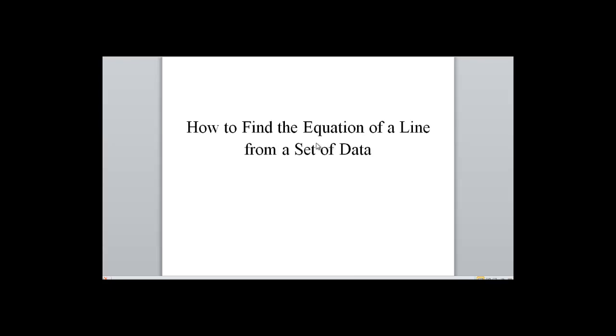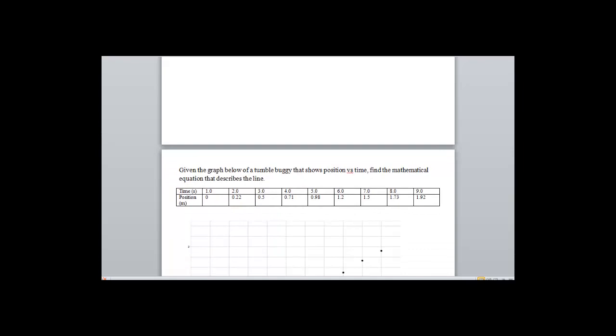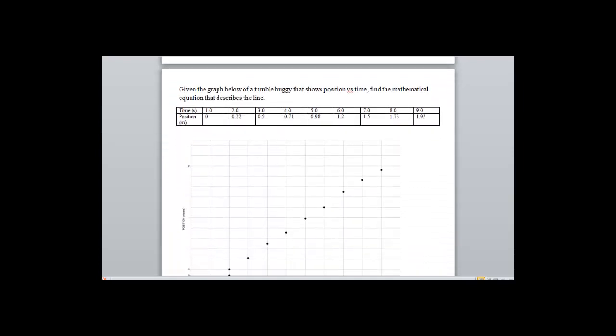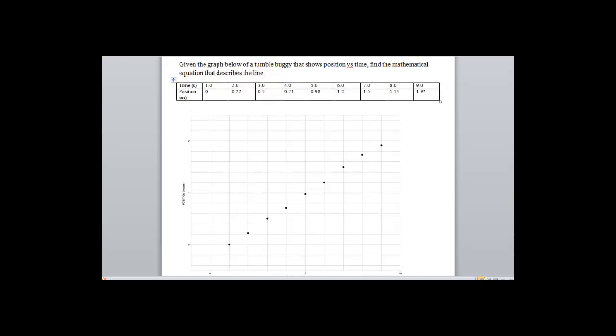In this video, I would like to show you how to find the equation of a line from a set of data. What we are going to start with here is a set of data that you're given. This is some data in a tabular form, and it gives us the time and position for a tumble buggy that's moving along at constant velocity. Here you can see the data table, and below here I have graphed the data.